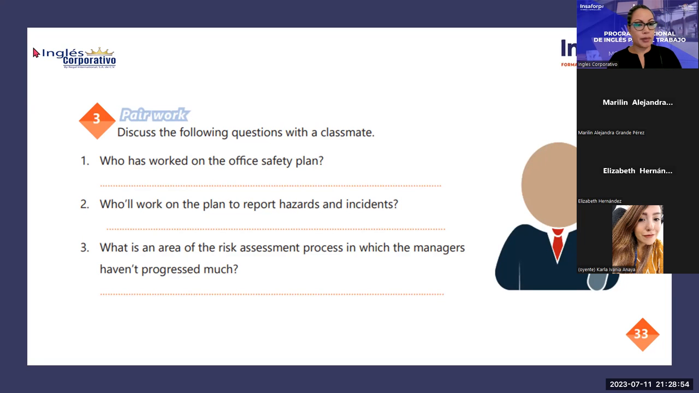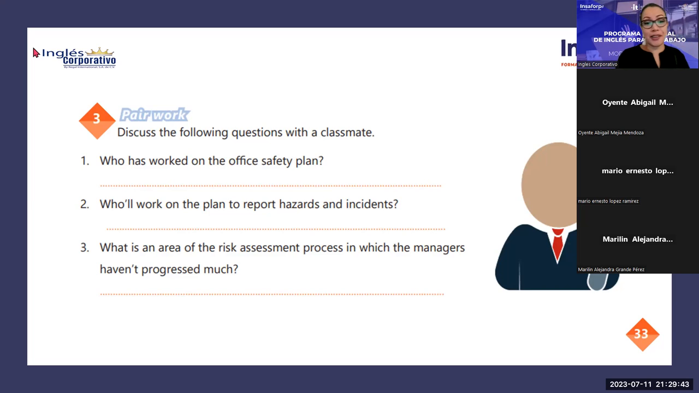Okay, let us check number one. Who has worked on the office safety plan? What do you have? Marcos. I think Josue. Yes, it's Josue. Josue has worked on the office safety plan. And who will work on the plan to report hazards and incidents? Josue, well, yes, Josue as well. It looks like he's the safety engineer in charge.